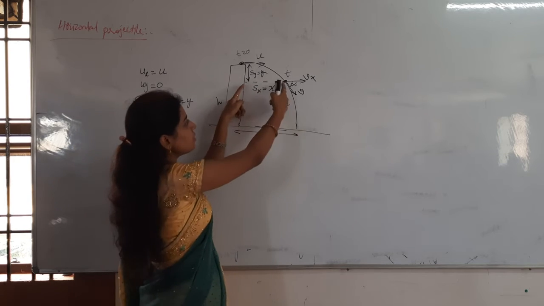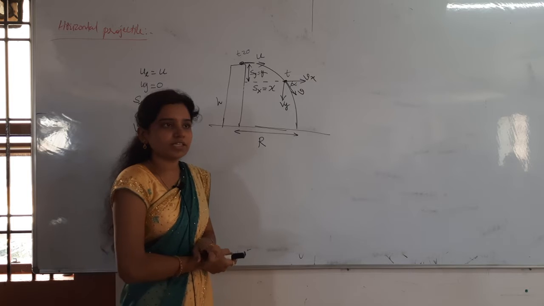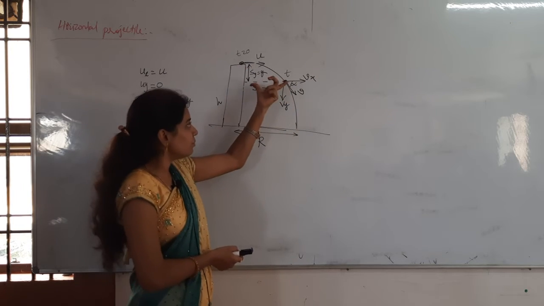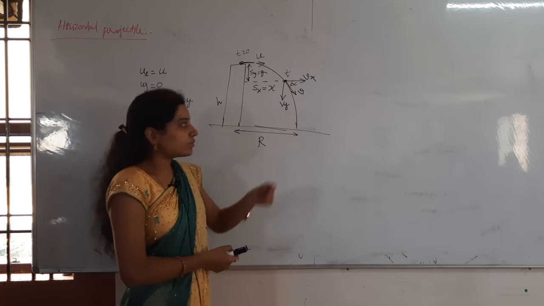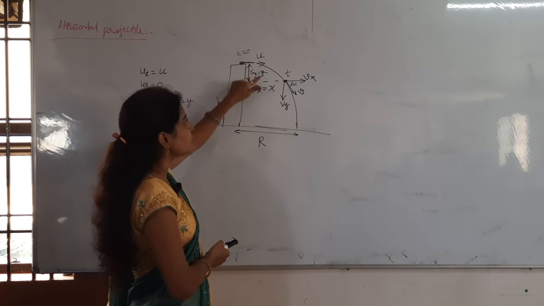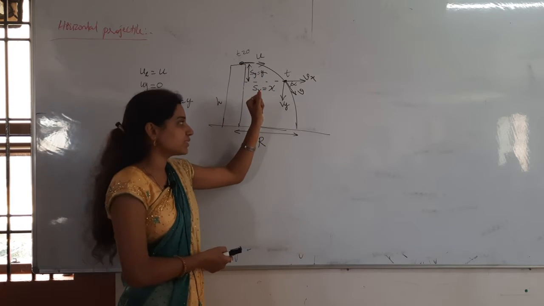Then horizontal distance will be after time t. See, this distance is not equal to this distance. You are understanding, right? This is the total time it has covered. Here I am measuring in between only. So this horizontal distance is how much? X, and this vertical distance is how much? Y is the vertical distance.